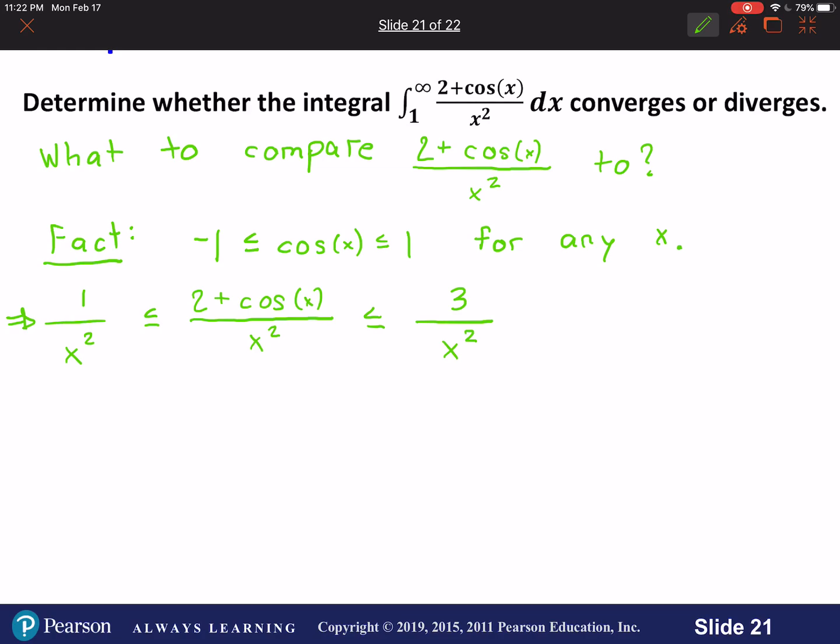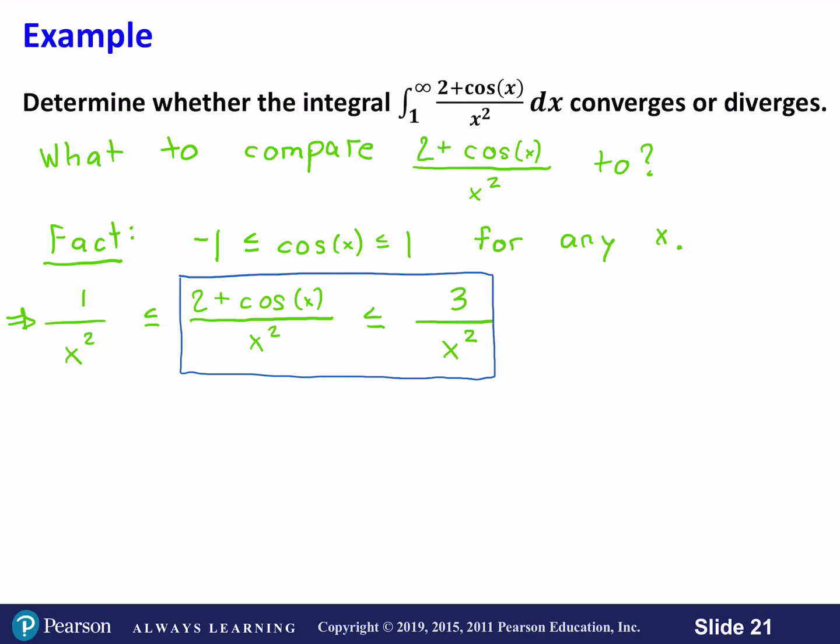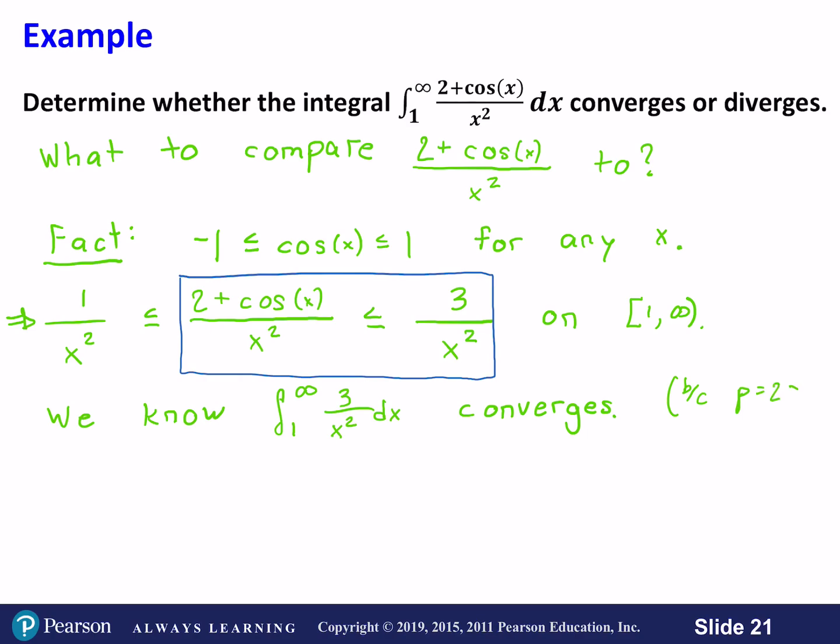Okay? And with this knowledge, the important one to know is this guy, and you'll see why in a second. Since we only care about the interval 1 to infinity, this is true on 1 to infinity. We know that the integral from 1 to infinity of 3 over x squared dx converges, and this is because p is equal to 2, which is greater than 1. And so that uses the p-test.